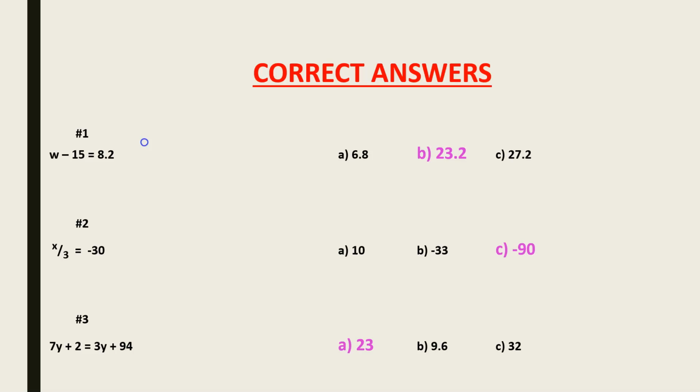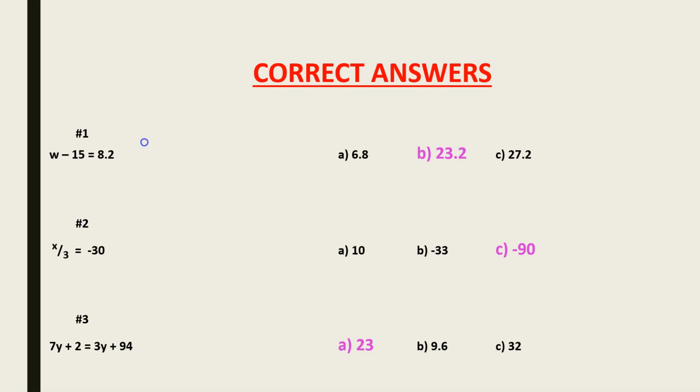You have to use the inverse operation for the division. You multiply negative 30 by 3. On the left side, you will have x. On the right side, you will have negative 90. And the last problem, you have to combine like terms. Let's combine variables on the left side and constants on the right side.